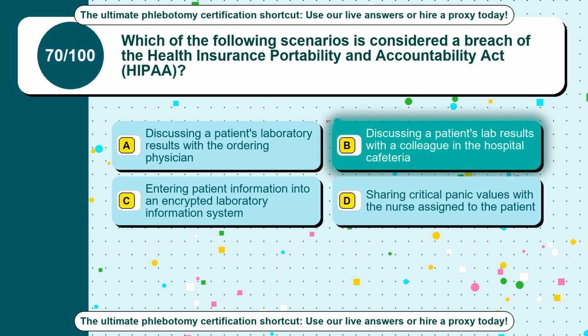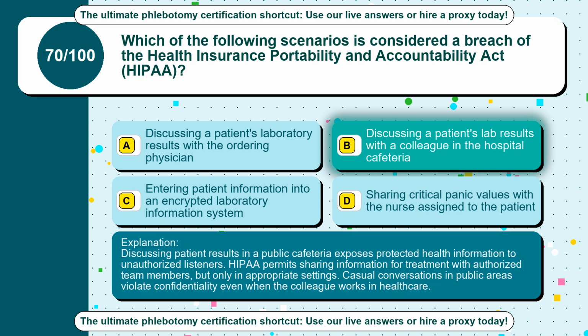Discussing a patient's lab results with a colleague in the hospital cafeteria. Discussing patient results in a public cafeteria exposes protected health information to unauthorized listeners. HIPAA permits sharing information for treatment with authorized team members, but only in appropriate settings. Casual conversations in public areas violate confidentiality even when the colleague works in healthcare.